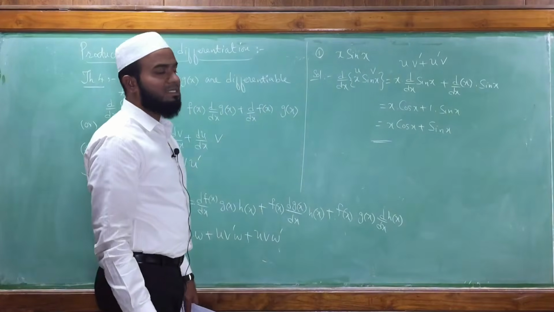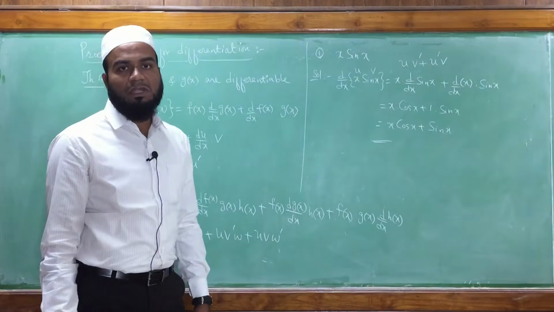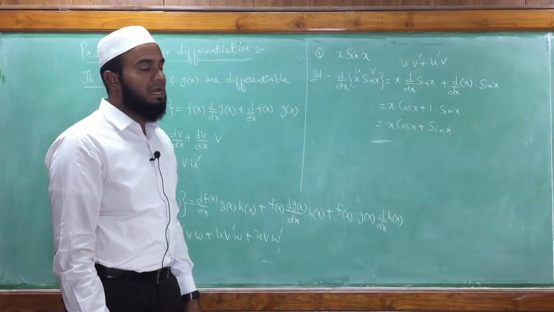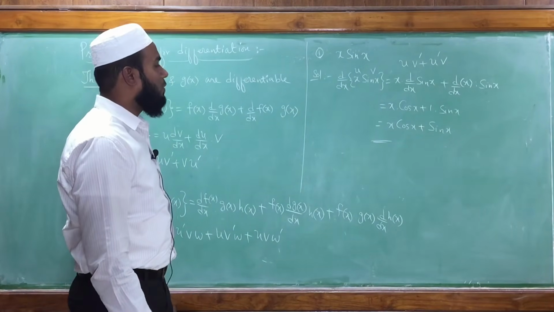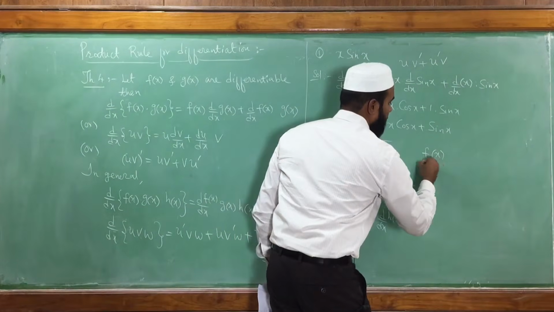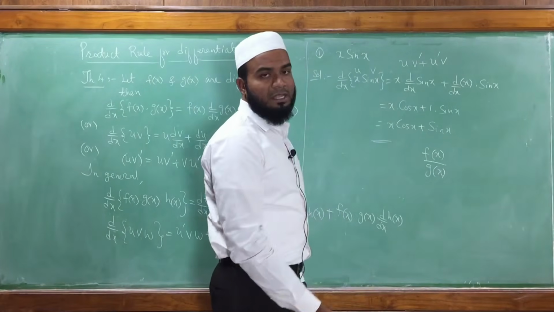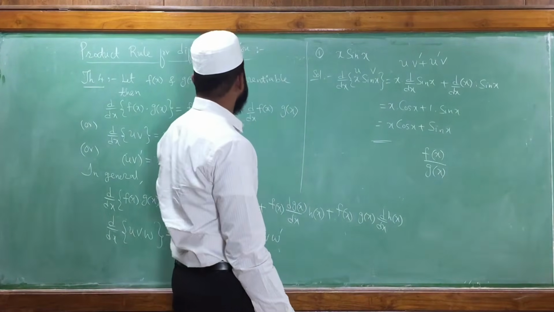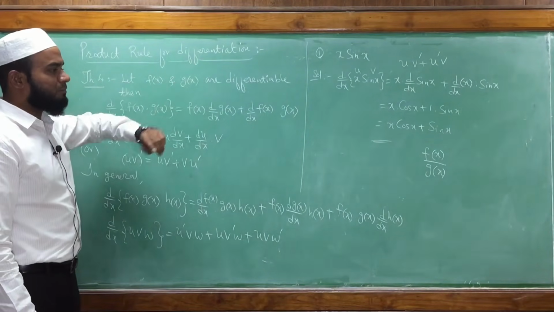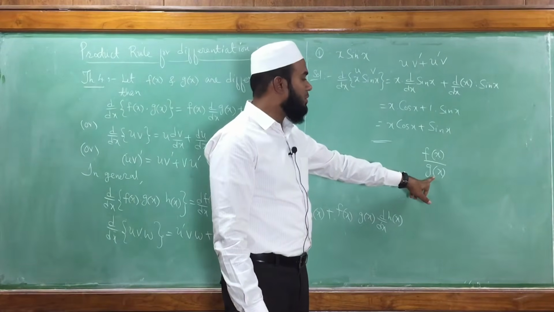So students, in the next class we will see few more problems related to the product rule for differentiation. In the next class we will also see how to find the derivative if functions are given in the quotient form, that is f of x by g of x. If the functions are given in this form, then how to find the derivative. That rule is called the quotient rule for differentiation, whereas this rule is called the product rule for differentiation. In the next class we will see quotient rule for differentiation and problems related to this.